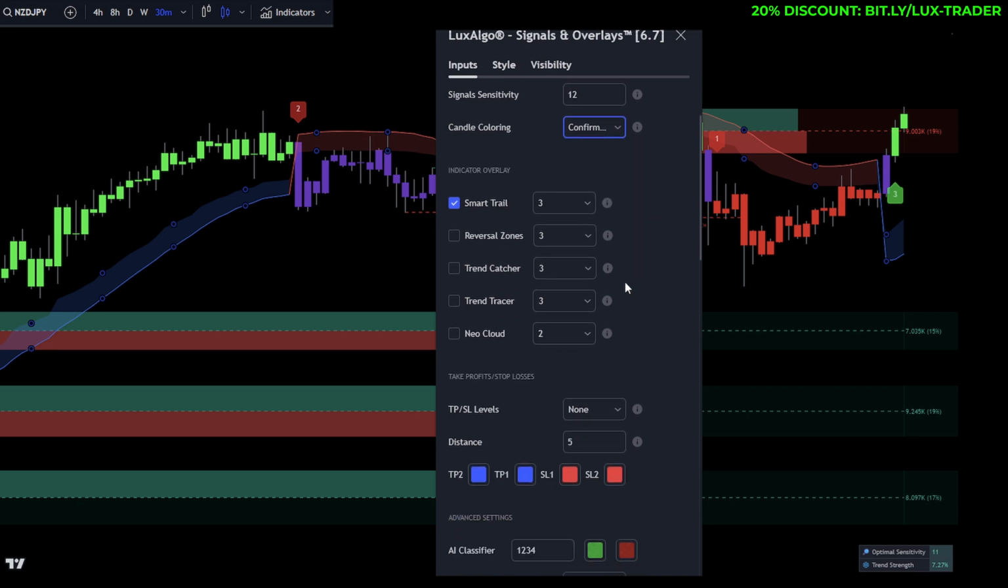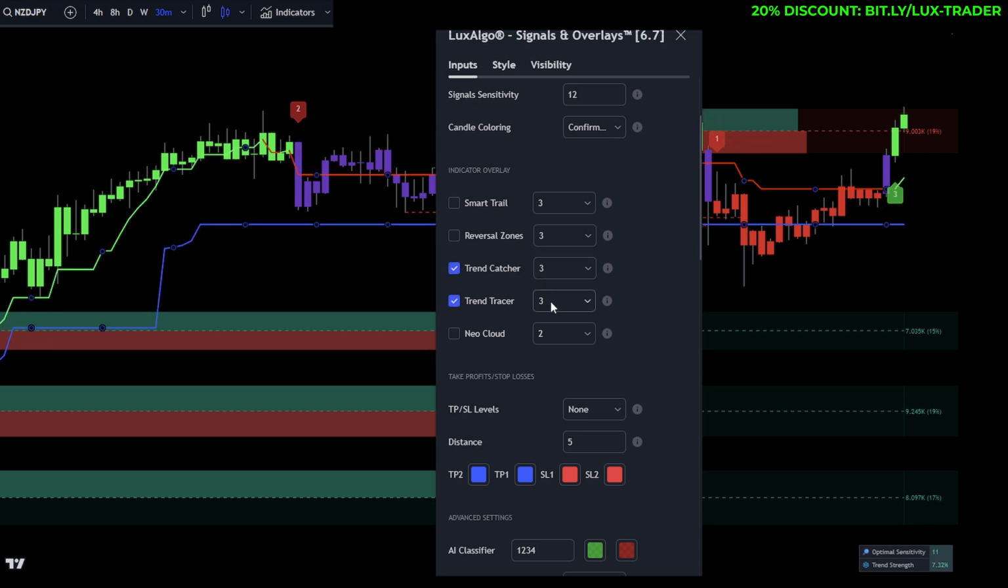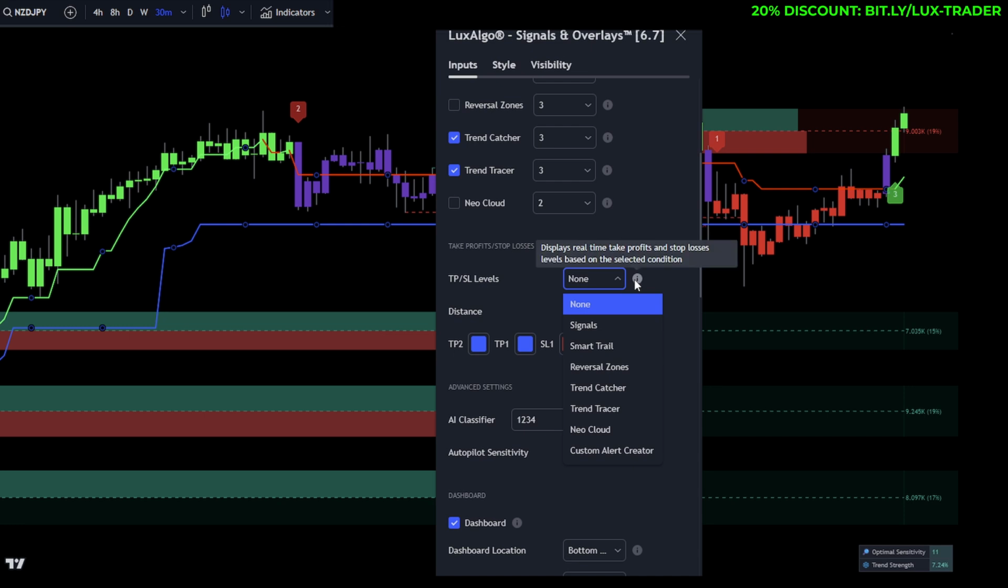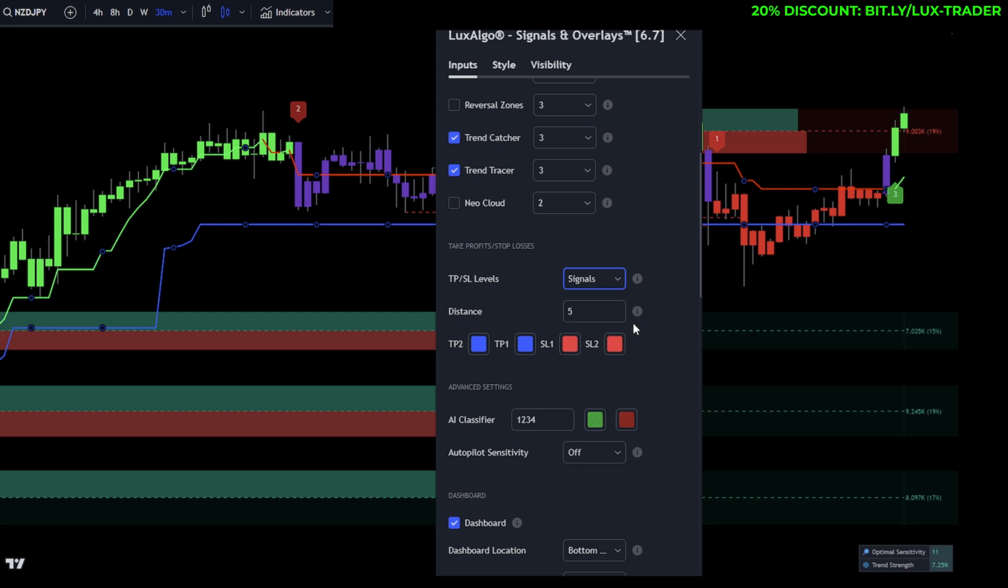Moving on to the indicator overlays. For this strategy, you want to use both the trend catcher and the trend tracer, and you want to leave the reactivity by default set to 3. Now, before we dive into the strategy, let's examine one more crucial overlay, the Take Profits and Stop Losses. The TPSL Levels feature allows us to spot real-time take profit and stop loss levels, which can be customized via the drop-down menu to fit our specific trading conditions. This feature, one of the latest updates from the creators of LuxAlgo, offers massive potential for optimizing our trades. For today's strategy, we'll set it to Signals.